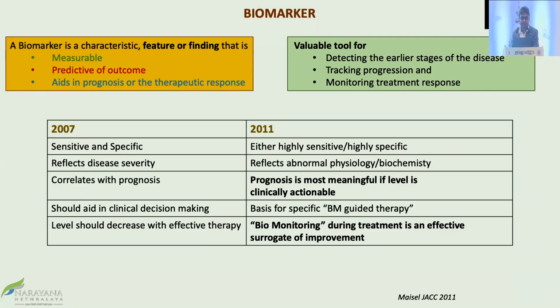A biomarker is a characteristic feature or finding that is measurable, which is predictive of outcome, and it aids in prognosis of the therapeutic response. It's a valuable tool for detecting the early stages of the disease, tracking progression, and monitoring treatment response. Even the needs and the requirements of biomarkers have changed over a period of time. You can see that the prognosis is most meaningful if the level is clinically actionable, and biomonitoring is also included in the newer definitions of biomarkers.